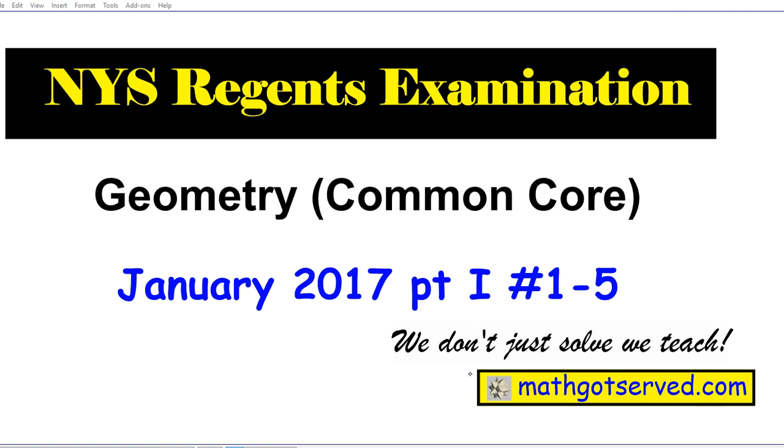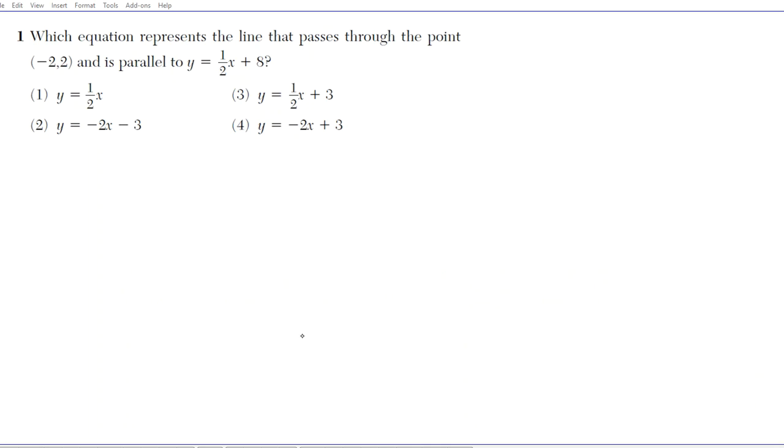In this clip, we're going to be going over problems 1 to 5 of the January 2017 Geometry Common Core Regents exam. Alright, let's take a look at question number 1. It reads, which equation represents the line that passes through the point -2, 2 and is parallel to y equals 1/2 x plus 8?